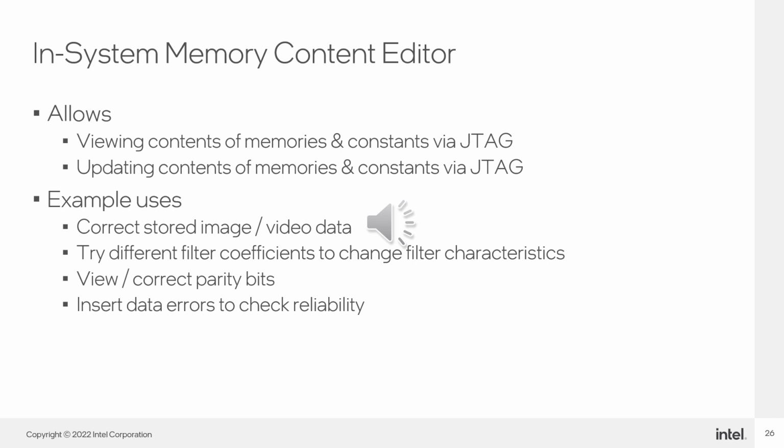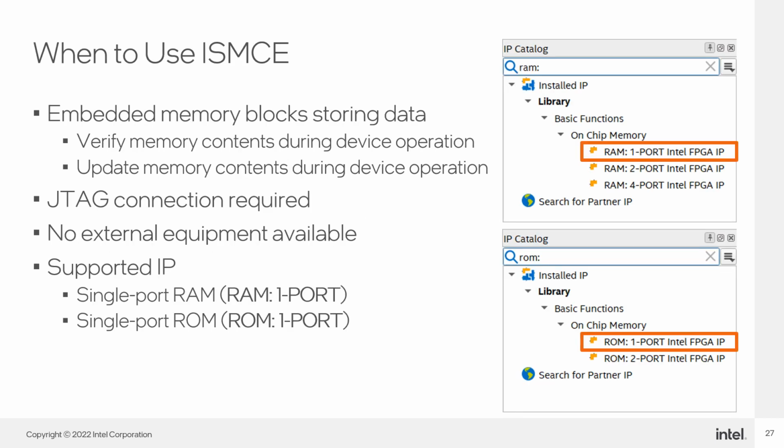Use cases for modifying memory contents are to artificially inject errors to test error correction mechanisms in your design, try different coefficients for a filter, modify video data stored in memory, and so forth. You use the In-System Memory Content Editor on single-port RAMs and ROMs. The second port of the memory is used to communicate through the ISMCE system over JTAG.